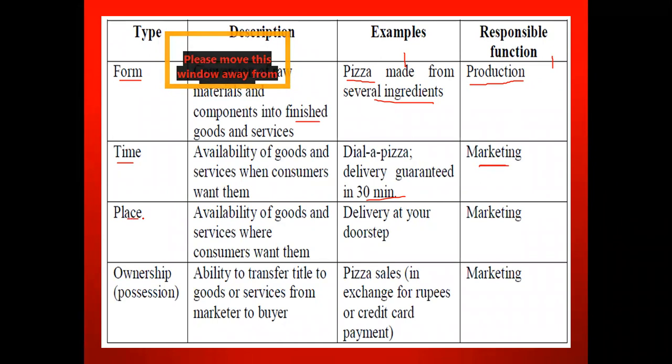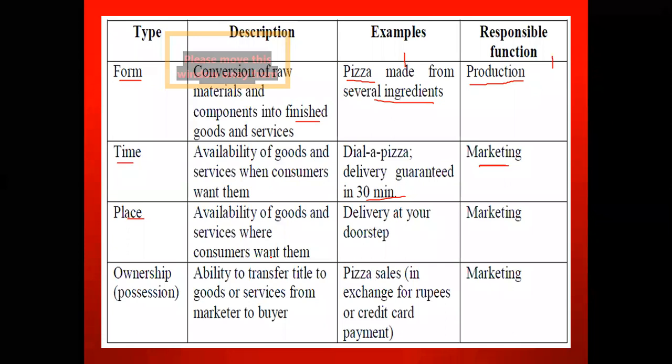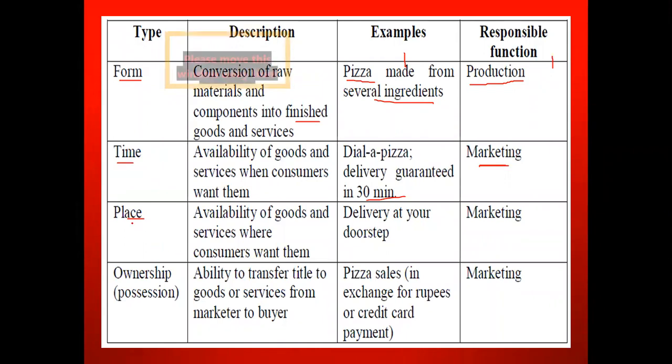Next, place. Coming to the place, availability of goods and services where consumers want them. What happens here is that they need a place: an online platform, an offline platform, whether it should come to your house or you have to go and buy it. This is place. The example is delivery at your doorstep, or you have to go and take the delivery. So this all comes under marketing.